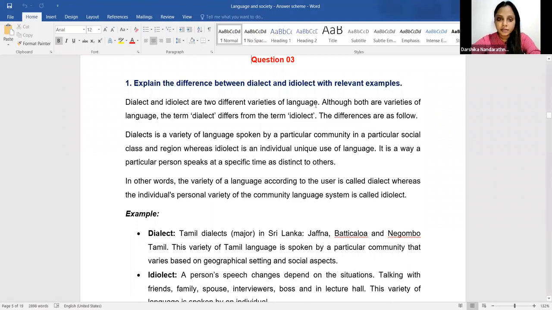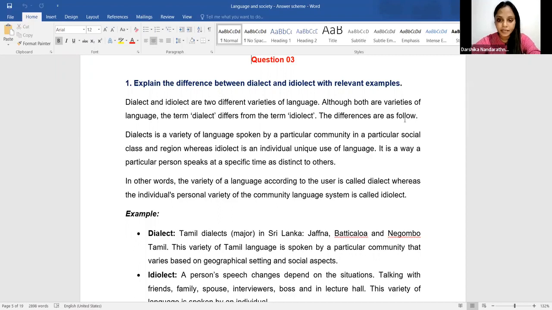Dialect and idiolect are 2 different varieties of language. Although both are varieties of language, the term dialect differs from the term idiolect. So both of these things are varieties of language. Language එකේ varieties තමයි මේ dialect and idiolect කියන්නේ. ඒ වුණාට language එකේ varieties උනාට dialect එක වෙනස් වෙනවා idiolect එකෙන්. මේ කියන කාරණාව ඔයා මුලින්ම කියන්න ඕනේ. ඊට පස්සේ then you can explain what is dialect and what is idiolect.